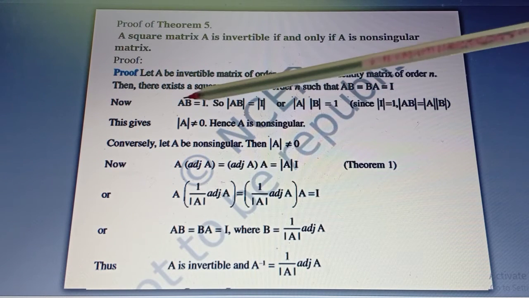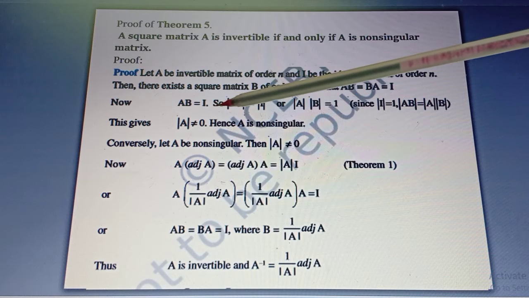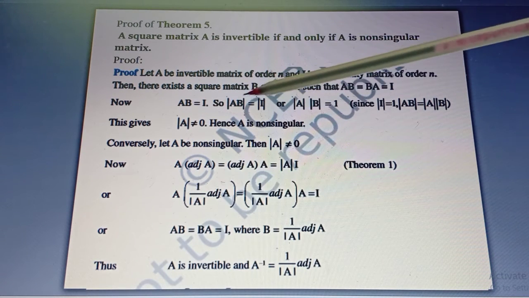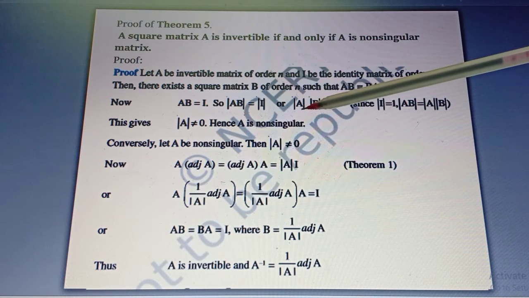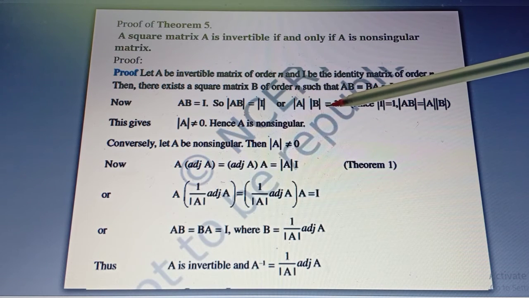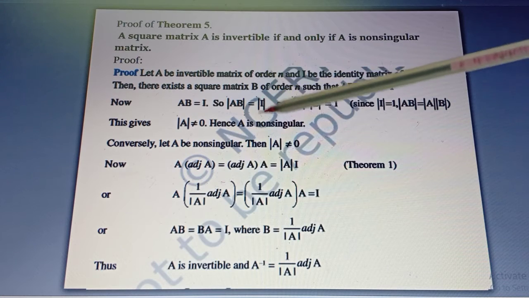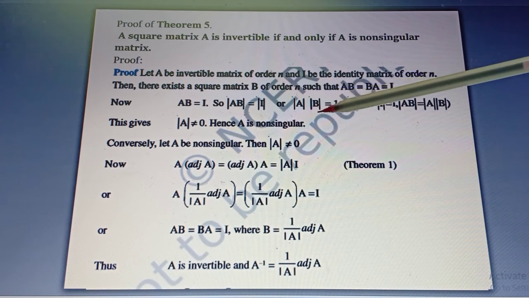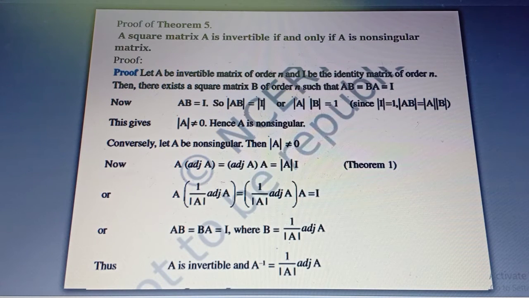Now, when AB equals I, the determinant of AB equals the determinant of I. The determinant of AB can be written as determinant of A into determinant of B, and the determinant of I is 1. So determinant of A into determinant of B equals 1, which means both A and B should not be equal to 0. So determinant of A is not equal to 0, which means that A is non-singular.